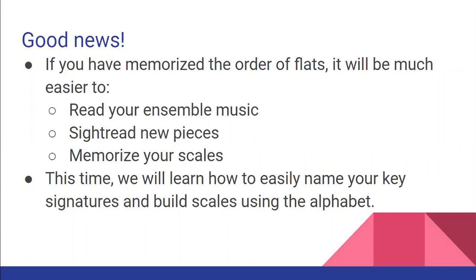This time, we will learn how to easily name flat key signatures and build those scales using our already pre-established musical alphabet. The important thing to remember about this alphabet is that after the letter G, one note higher is not H, but it goes on to A instead.